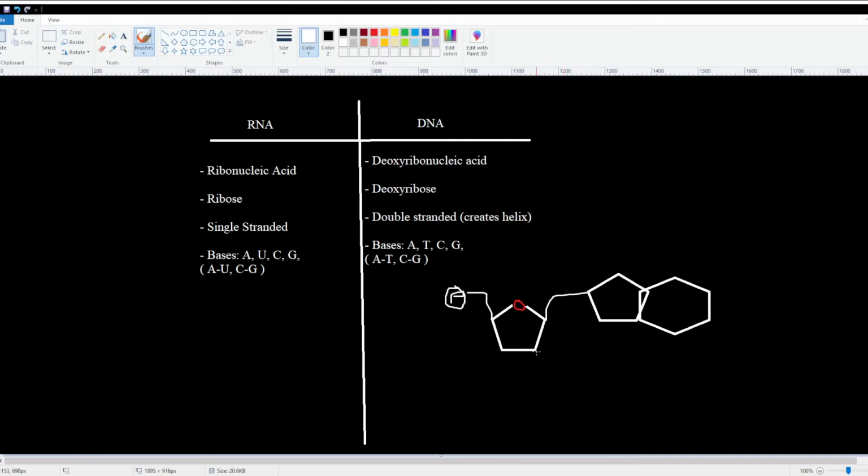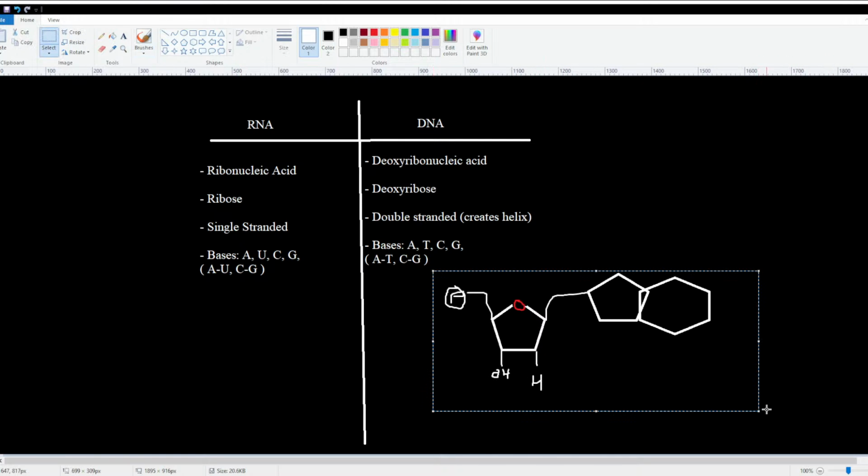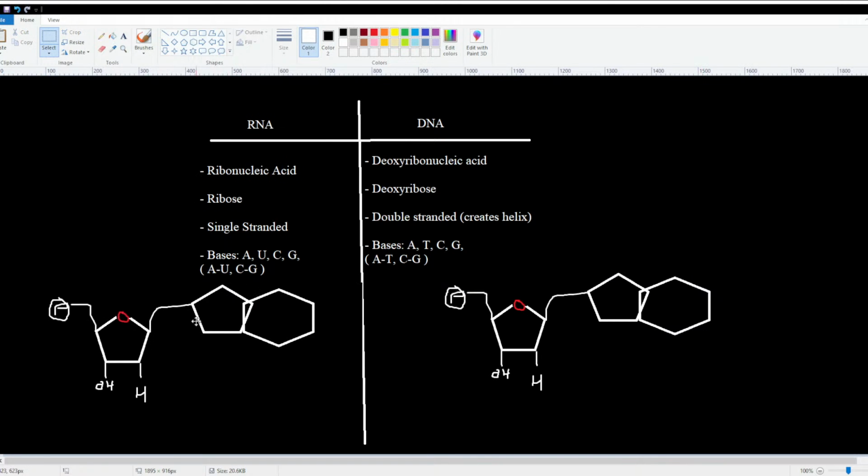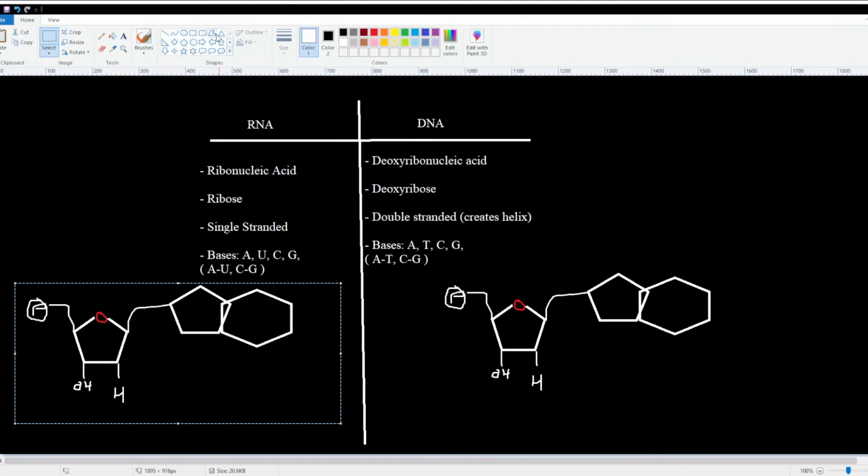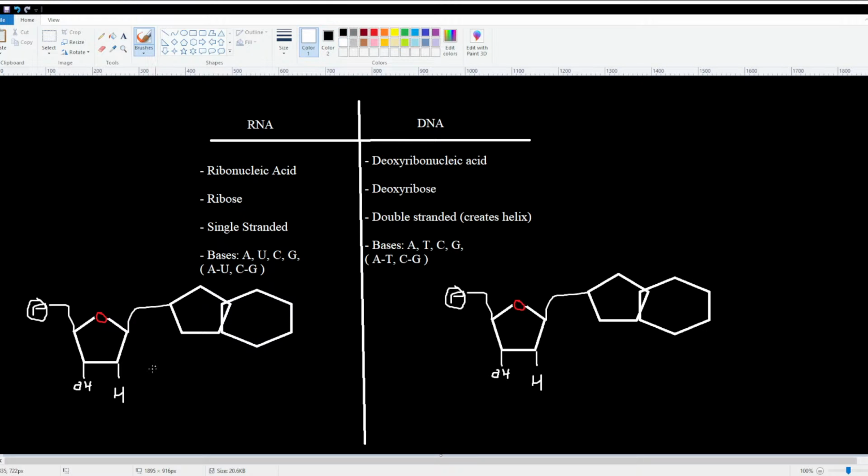And then it has an OH on the 3' carbon and an H here. So let's select this, copy it, and paste it over here. So what is RNA? The only difference between DNA and RNA is this. Watch this. This is your only difference.